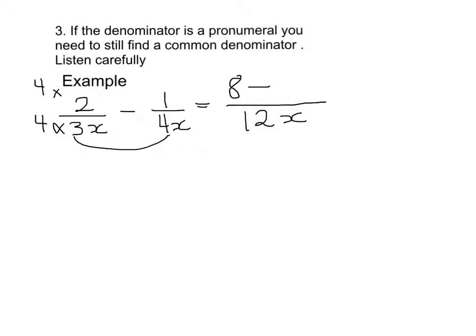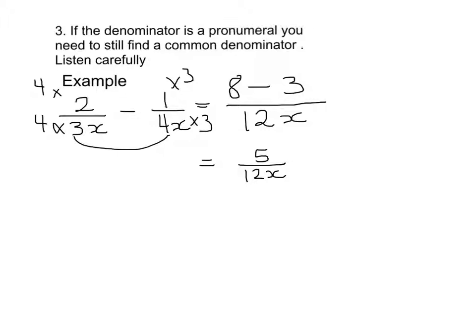Then 4x times what gives me 12x? Well, that's times 3. So because I'm multiplying the denominator by 3, I multiply the numerator by 3. 3 times 1 is 3. Okay, and now subtract 8 minus 3, that gives me 5 over 12x. And I can't simplify that, so I just leave it. I don't need to do anything else. I just leave it like that. Alright, let's do one more and see how we go.